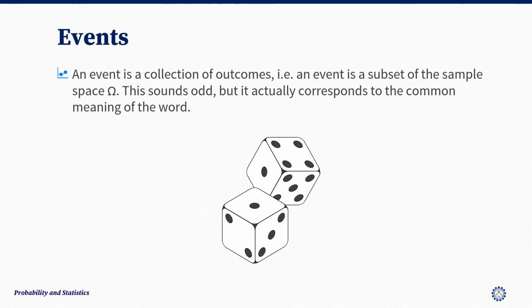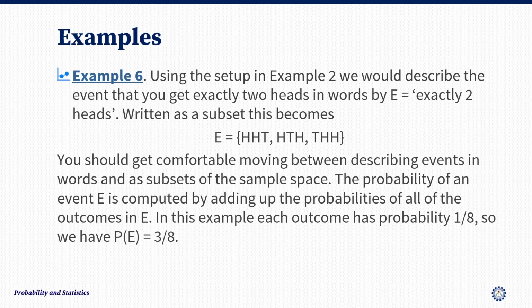We come now to events. An event is a collection of outcomes. More precisely, an event is a subset of the sample space, which is denoted with big omega. This sounds odd, but it actually corresponds to the common meaning of the word. So here is an example of an event.